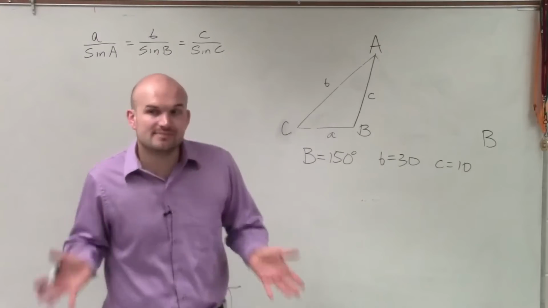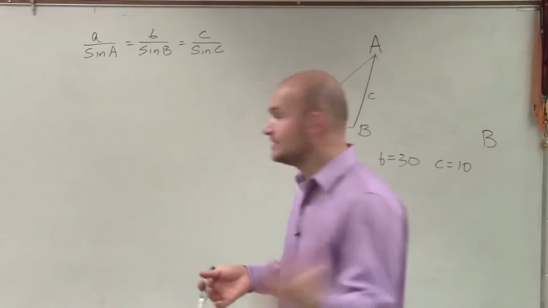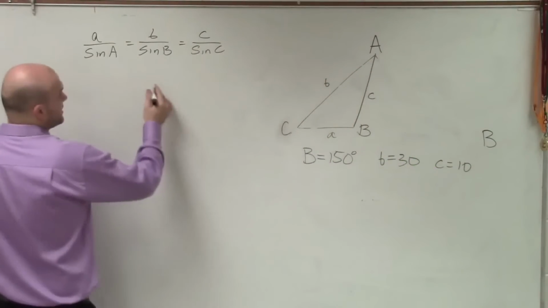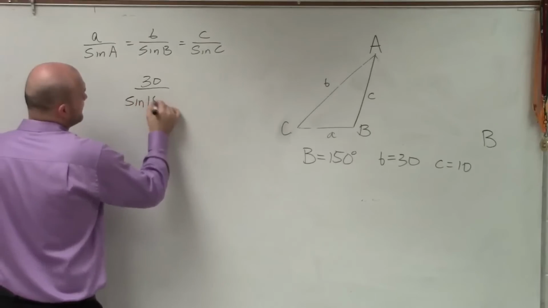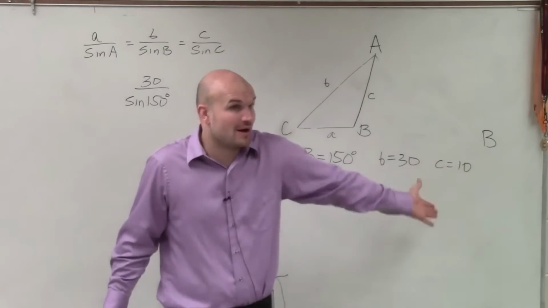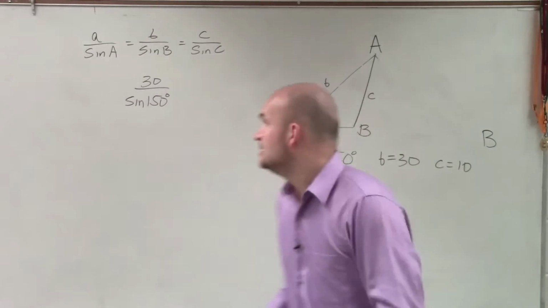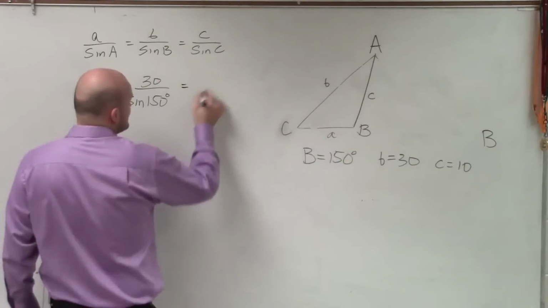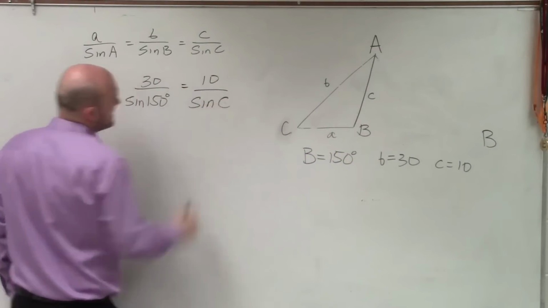But again, all we need to make sure when applying the law of sines is that we have a ratio with a side length and an angle, which in this case we do. We know that the side of b is 30 over the sine of 150. Now, the only other information I have is C, right? So I can't do anything with A right now. I can only use C. So the only thing I know about C is its side length, which is 10. And I need to solve for the angle.